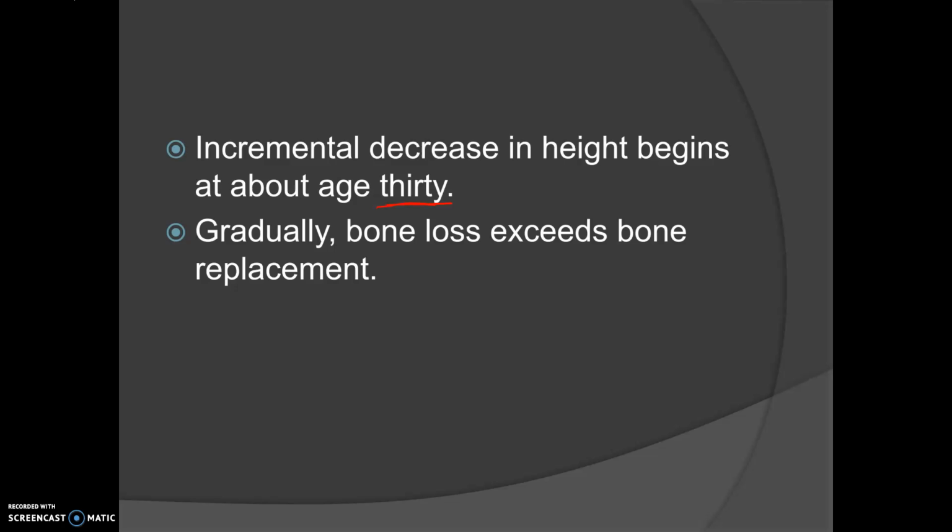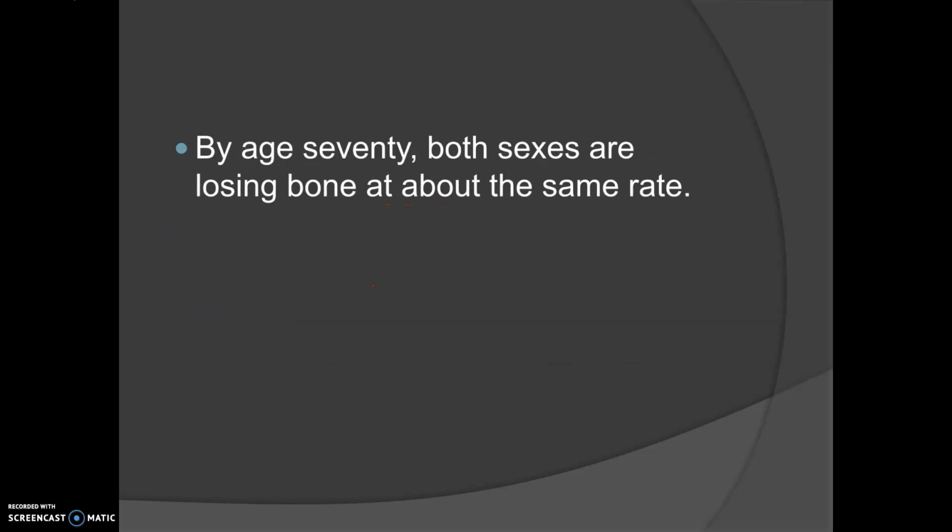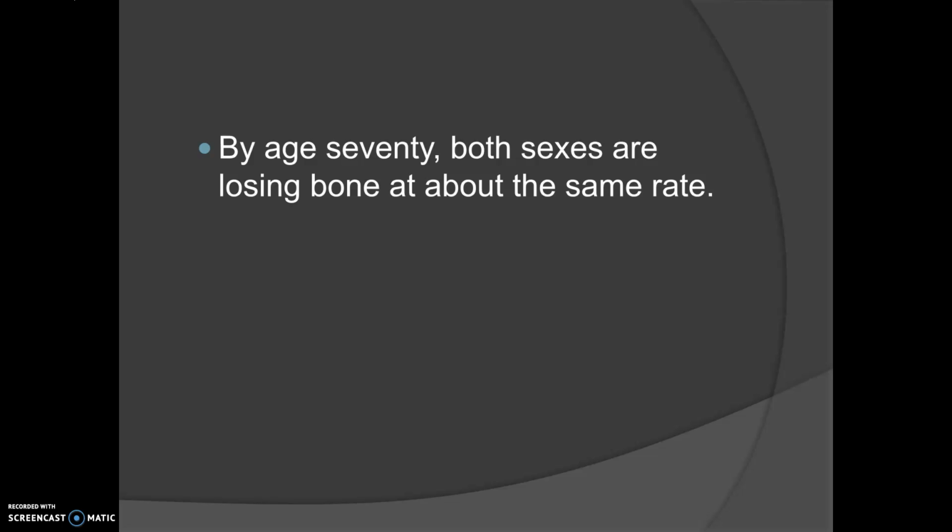So our osteoclasts, that chew bone, are going to work harder than our osteoblasts and gradually make our bones a little bit more fragile and weak. Bone loss occurs more rapidly in postmenopausal women than in men. So women are actually going to see more bone loss as they age rather than men. By the age of 70, bone loss is about the same rate.